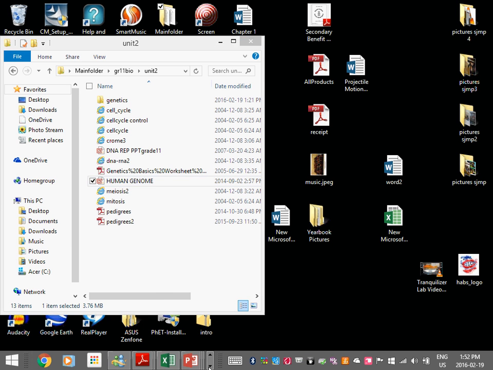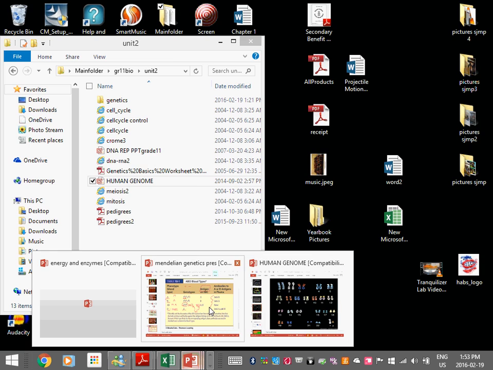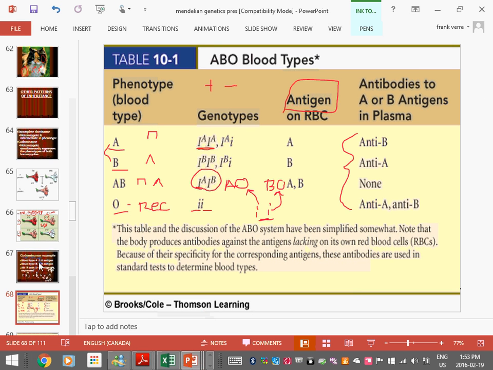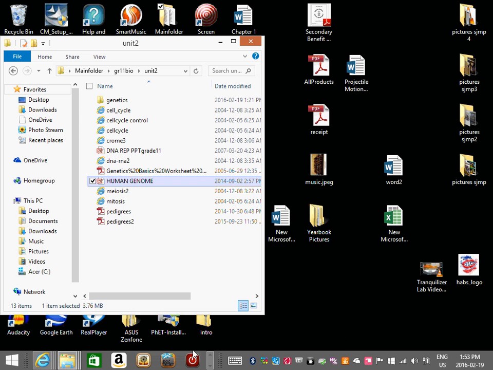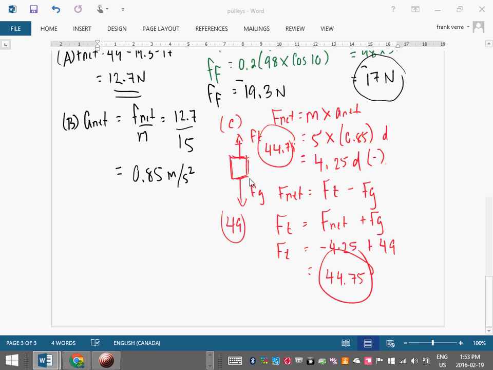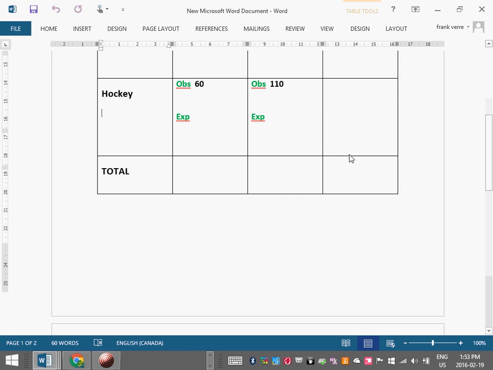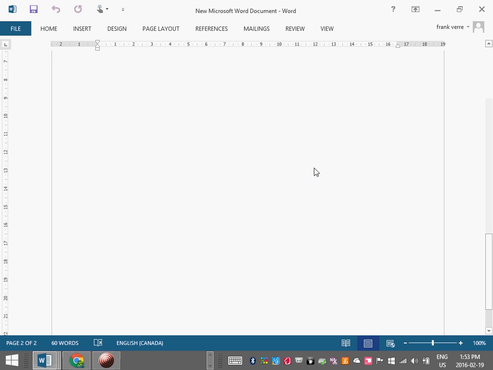Oh, actually, one little thing. A and B are codominant, but O is recessive. Okay, O is recessive to A and B, but A and B are codominant with regards to each other. So let me show you an example. Okay? I'm going to just come up with a question. All right, so we're going to make up a question.